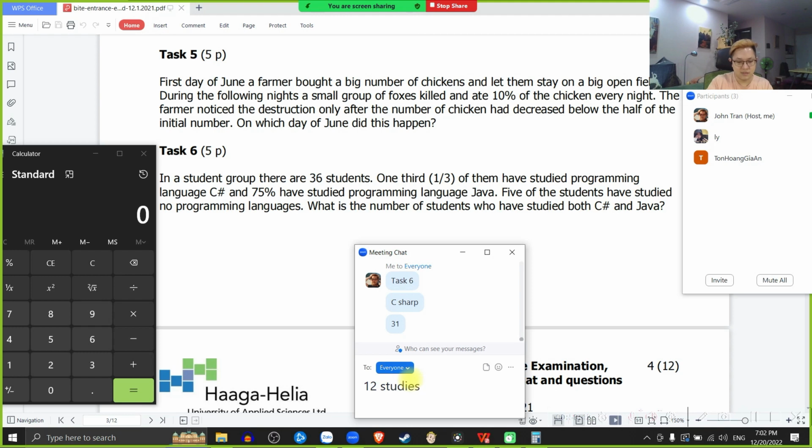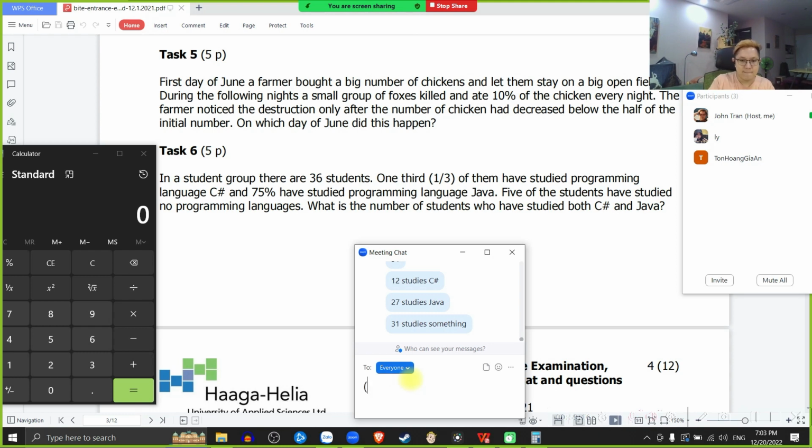12 studies C sharp. Java, we have 75%, which means 36 chia 4 bằng nhiêu? 9. So 27. So 27 studied Java. And you have 31 studies something. 31 người sẽ học cái gì đó. So 31 will study something.